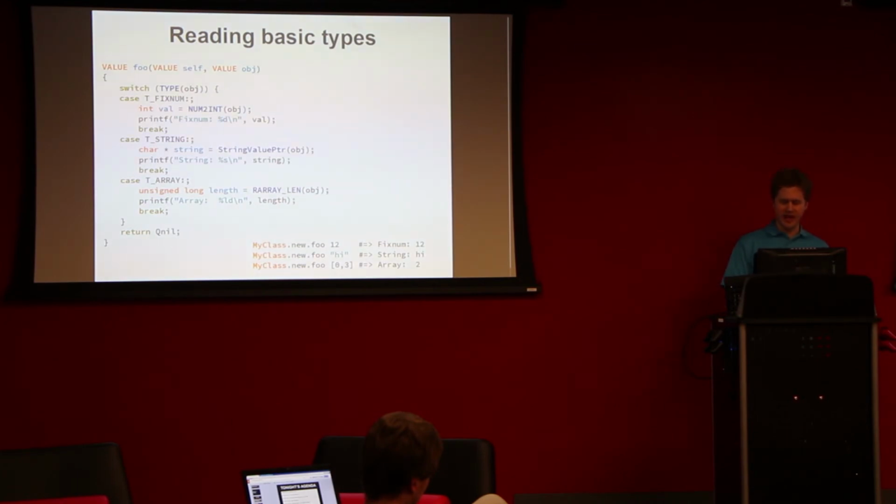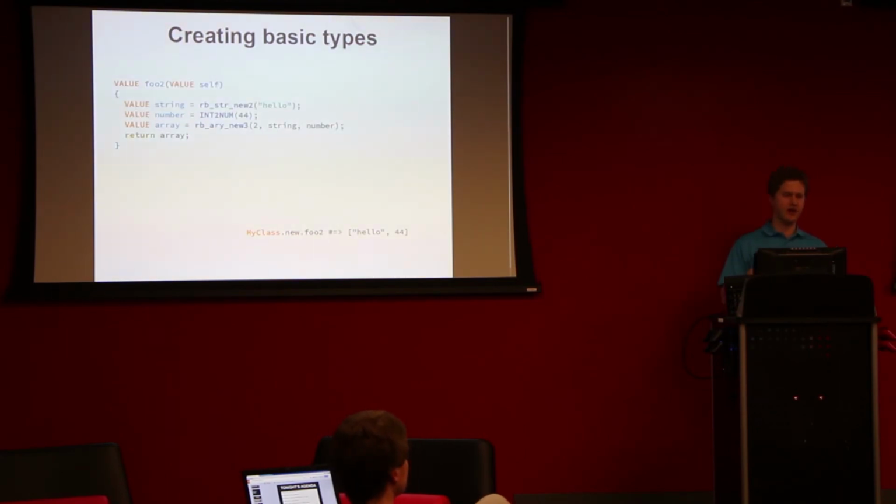But anyway, the result is that we have this foo method, and we can pass it various different Ruby objects, and it can figure out what type they are and do the appropriate thing. So that's how we bridge the gap between the Ruby world, where there's no static typing and any object can be any type, and the C world, where types are known and fixed ahead of time at compile time. That's how that gap is bridged.